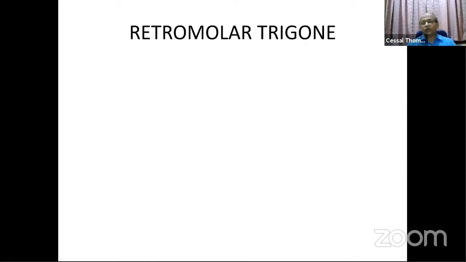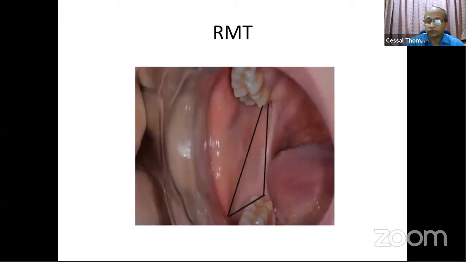And then coming to retromolar trigone, this retromolar trigone is very important, because most often you come across lesions in the retromolar trigone. This is one of the preferred sites of carcinoma. Suppose somebody asks you, what is retromolar trigone? What can you say? Is it a space, or mucosa, or bone, the angle of mandible or the anterior border of ramus? What is it actually?